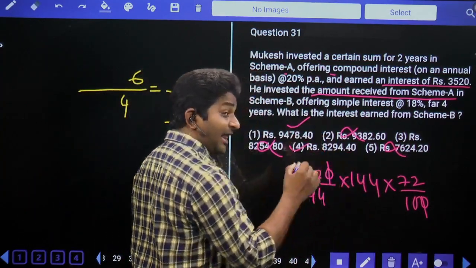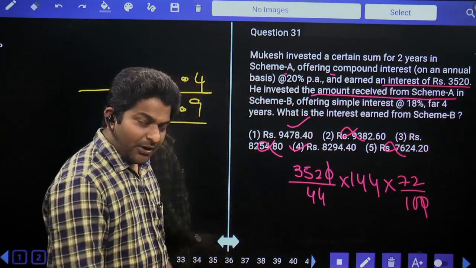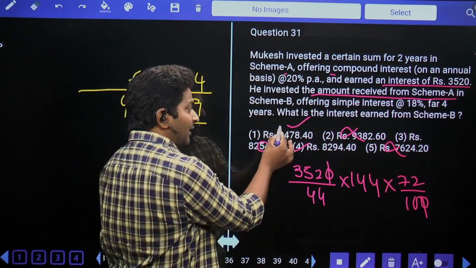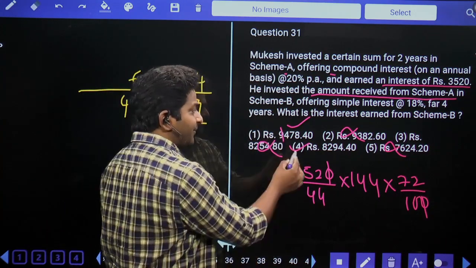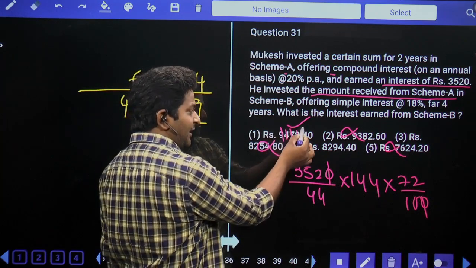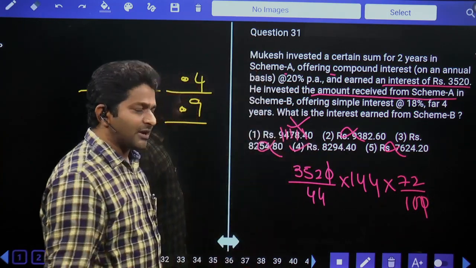144 is a 9 multiple. In the denominator, we don't have a 9 multiple, not even a multiple of 3. So the answer must be a multiple of 9. 9, forget about it. 8 plus 7, 15. 15 plus 4, 19. 19 plus 4, 23. 23 is not a 9 multiple. First option cannot be your answer.